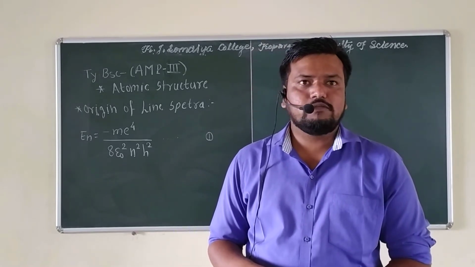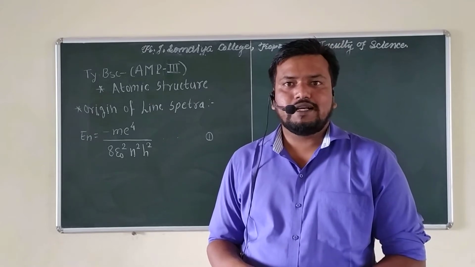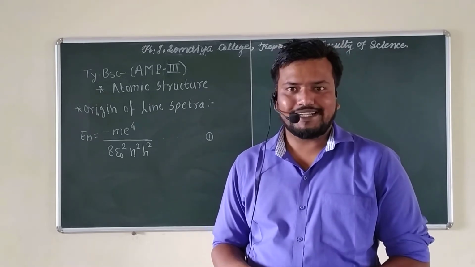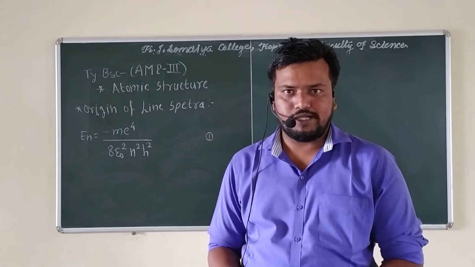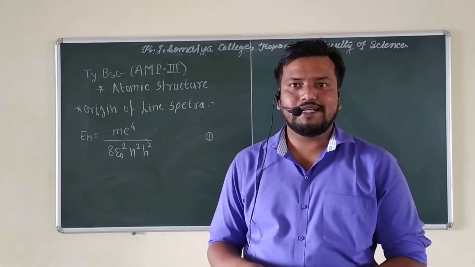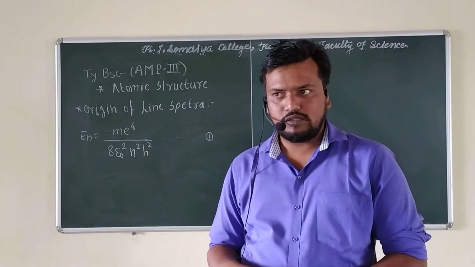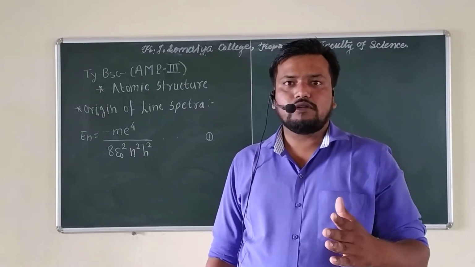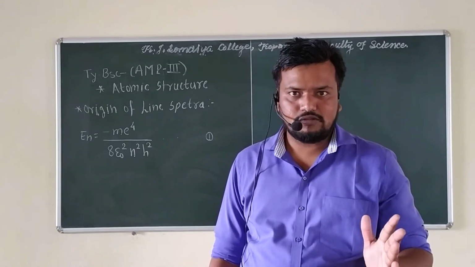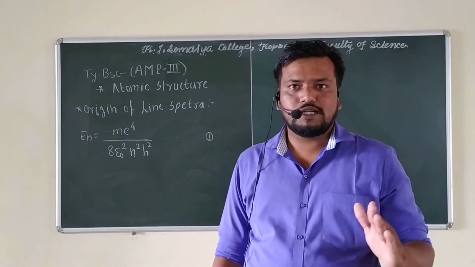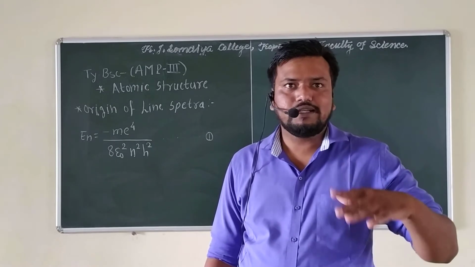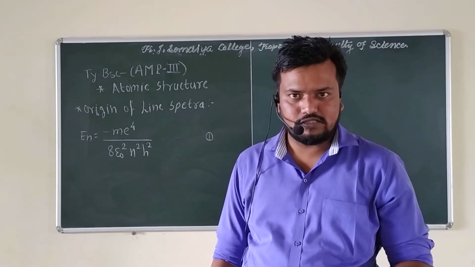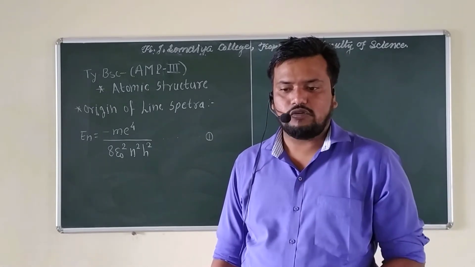So what is meant by the binding energy of an electron? The amount of energy required to remove the electron from the orbit is called the binding energy of the electron. If we remove the electron from the first orbit of the atom, that is known as the binding energy of the first orbit. If from the second orbit, that is known as the binding energy of the second orbit.